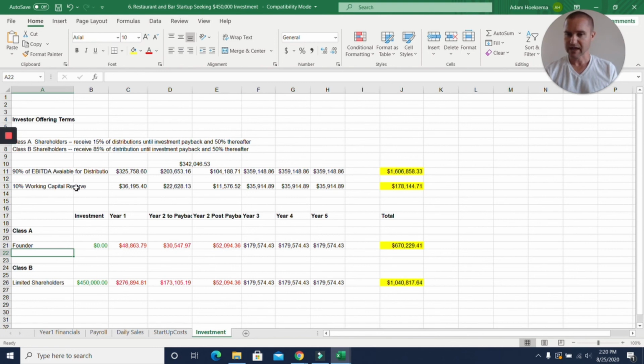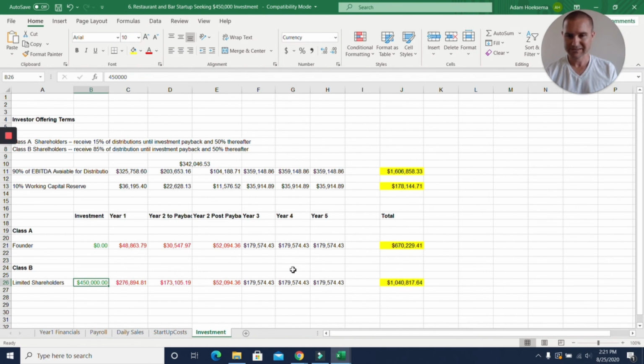On the investment side, you can see here the founder is Class A shares and is putting in $0 in initial investment, which always makes you scratch your head a little bit, or just makes you a little nervous as investors. You want to see the founder put something in, have some skin in the game. And then you've got these Class B shareholders with a $450,000 investment, and you can see payback by year is what this is trying to show.